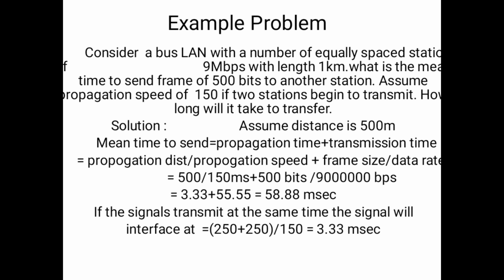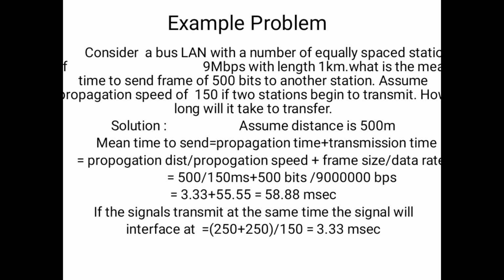So that is given by 500. 500 is the propagation distance that is given in the question, divided by 150 milliseconds. 150 is the propagation speed, plus the frame size is 500 bits divided by the data rate. Data rate is 9 megabits per second. It is taken as bits per second. So 9 into 10 to the power of 6, that is 9 followed by 6 zeros bits per second. When we solve this equation, we get 58.88 milliseconds.